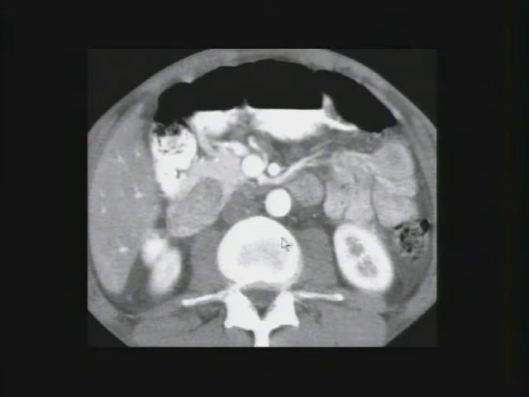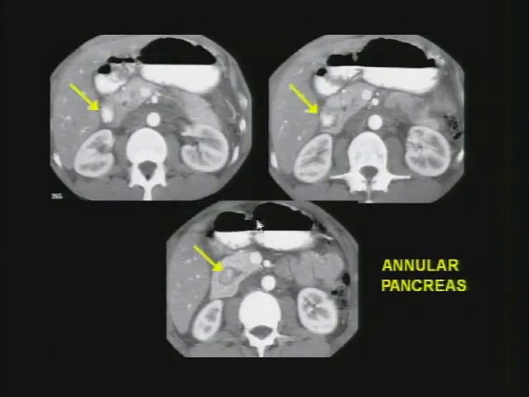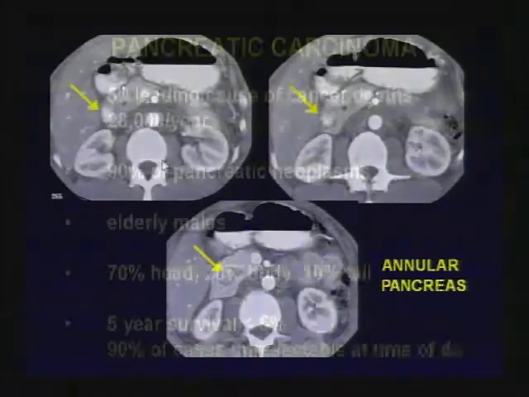Now, what about this case? I've shown this case to residents, and they take a look, and you've got an enlarged head, hypodense mass, and they'll say clearly pancreatic adenocarcinoma. Well, when we rescanned this patient and gave some positive contrast, indeed this was actually just the second duodenum traversing the pancreatic head, annular pancreas.